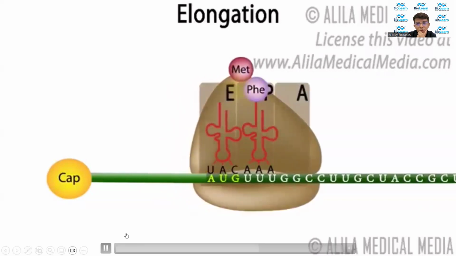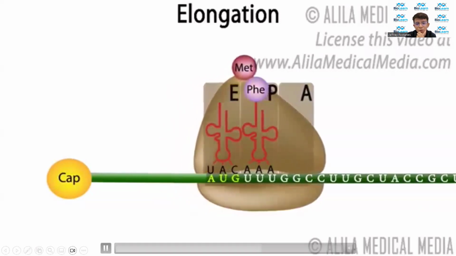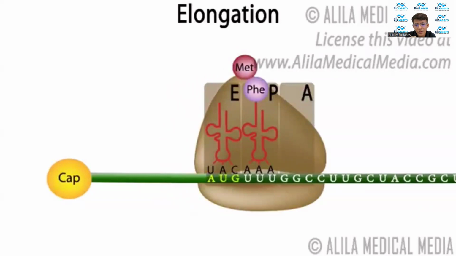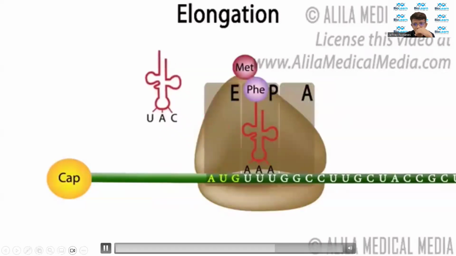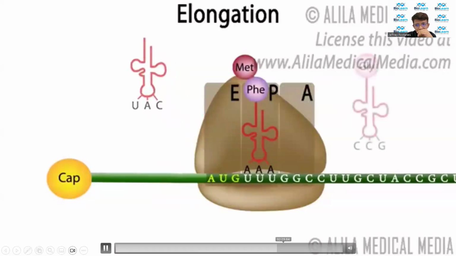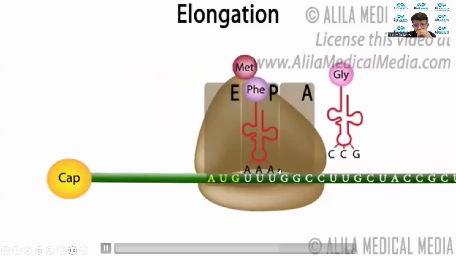As a result, the empty tRNA is now in the E site and the peptidyl tRNA is in the P site. The A site is now unoccupied and is ready to accept a new tRNA. The empty tRNA is now going to exit the ribosome. The cycle is repeated for each codon on the mRNA.